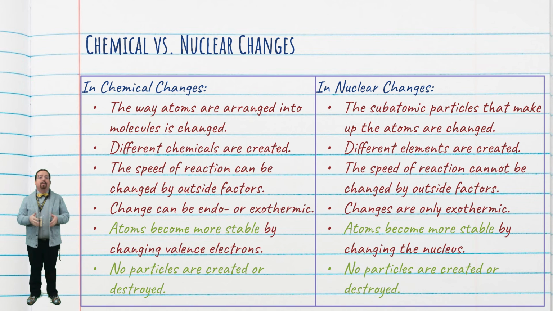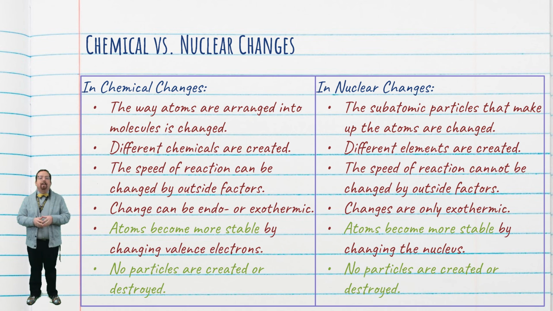We've talked about chemical changes, and now you know about nuclear changes. It's a good idea for us to talk about how they're similar and how they're different. In chemical changes, we change the way our atoms are arranged together into molecules. In nuclear changes, we change the number of protons and neutrons that make up our atoms. In chemical changes, we create different chemicals, but no new elements. In nuclear changes, we do create new elements by changing the number of protons in the nucleus of an atom.